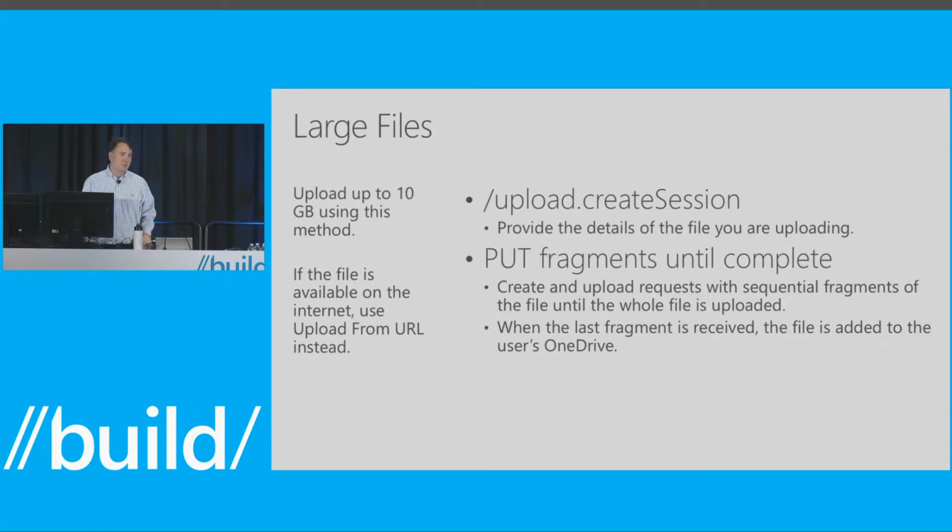If you're on a mobile device and you want to upload a movie that's already in your backend to OneDrive, you don't have to stream it down through the mobile device and then back up to OneDrive. You can just say, here's the public URL for that thing. Go fetch that file, and there it is in OneDrive.